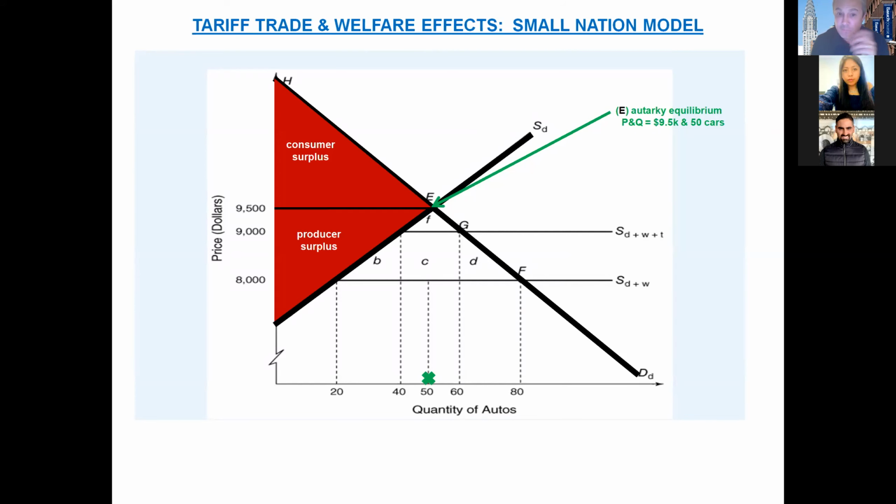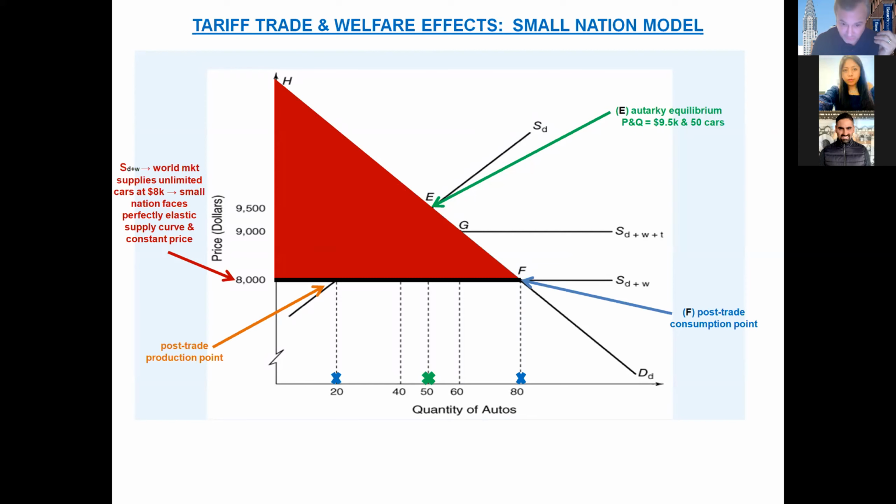surplus. Moving on, we said that once the country begins to trade with the rest of the world, it's a small nation, therefore it's a price taker. It's going to get the price on cars, whatever the world price is. So it faces a constant world price. And in this case, the constant world price is $8,000. So before it was at $9,500, now at $8,000. Well, everything above $8,000 is consumer surplus, right? So that's fantastic for consumers. They're paying, instead of $9,500, $8,000 a unit.